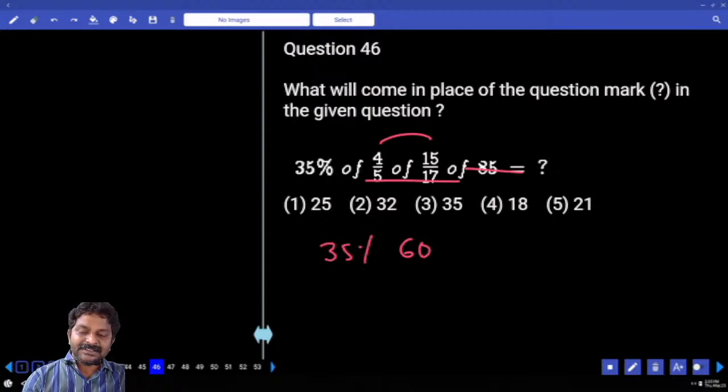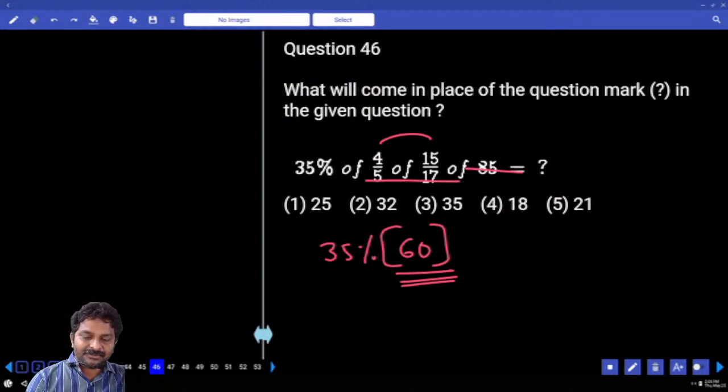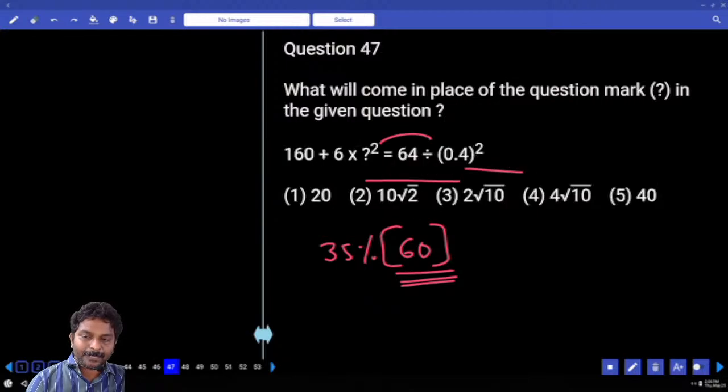35% of 60. That's what we need to calculate. Correct? What is 25%? 15. What is 10%? 6. 25% plus 10%, which is 35 only. 15 plus 6 is 21.